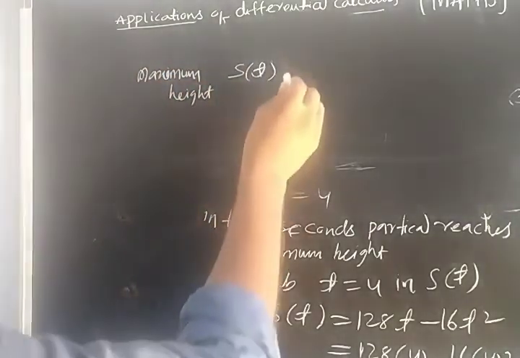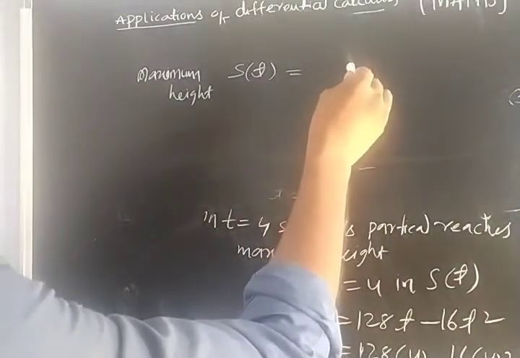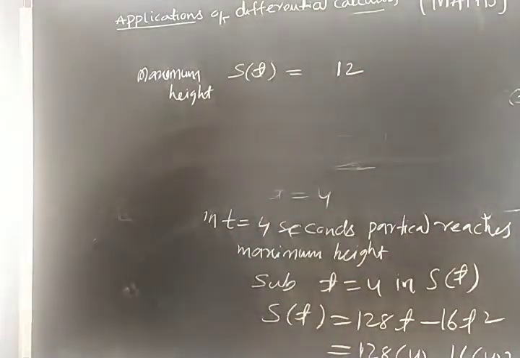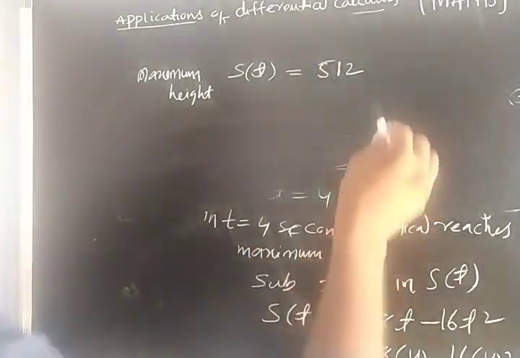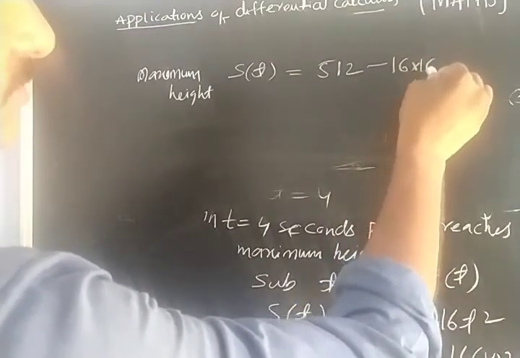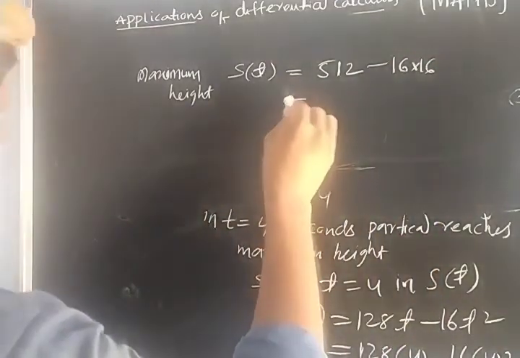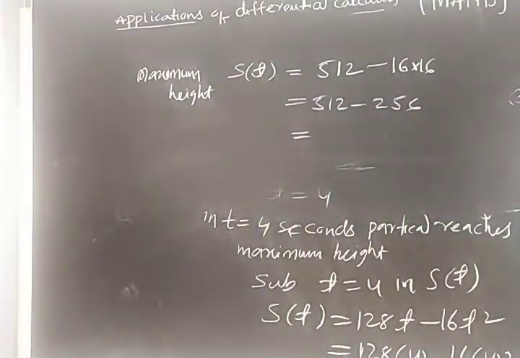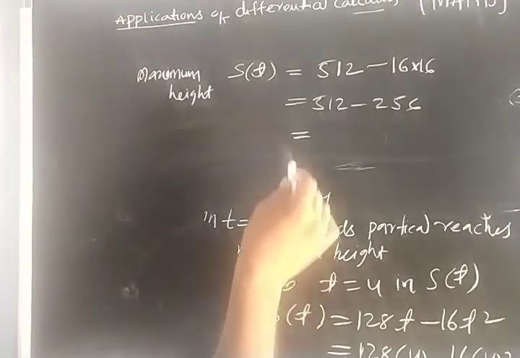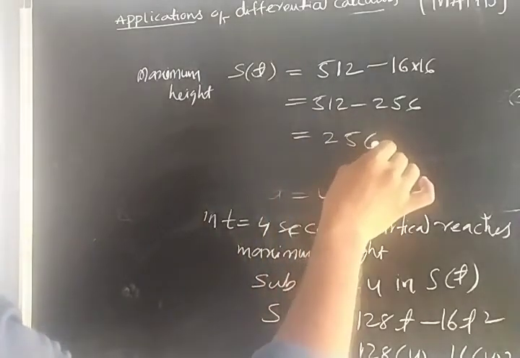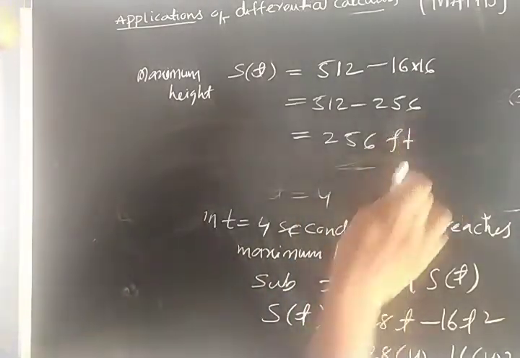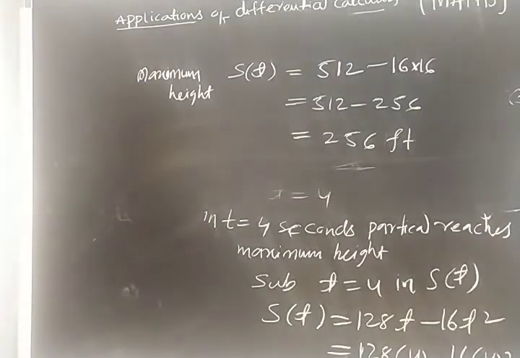By multiplying this, you will get the maximum height S of t. 4 eights are 32, 4 twos are 8, 4 ones are 4, so 512, minus 16 times 16 is 256, minus 256. So 512 minus 256 is 256, right? Feet. So it reaches 256 feet in 4 seconds. This is the maximum height.